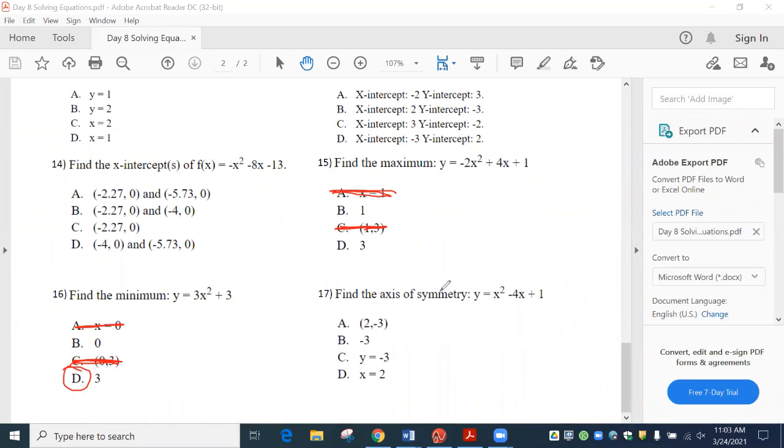And then the last one is axis of symmetry. You do not even have to type this in because the only one that has the proper answer is what? D is the only one that has x equals.